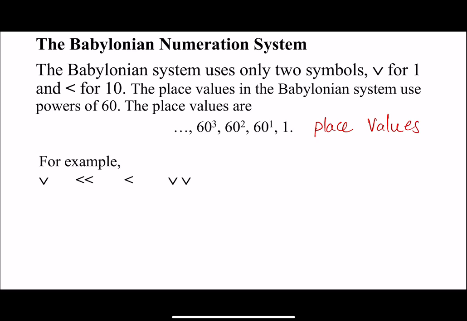Now I'm going to write down the digits that we have. We said that this symbol represents 1. This symbol represents 10. This one is 10, then this one is 10, and this one represents 1. When they are grouped together, you add them, just like these two. They're grouped together, so this one is 1 plus 1.